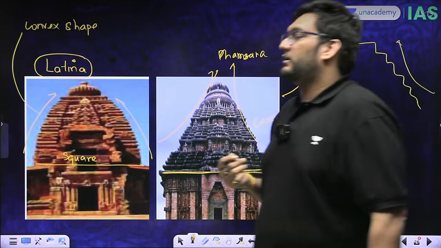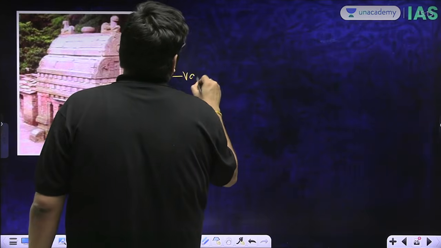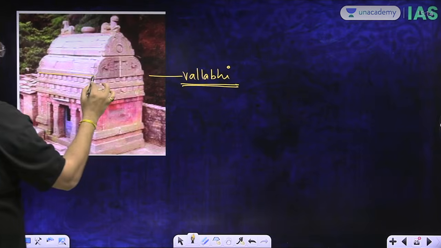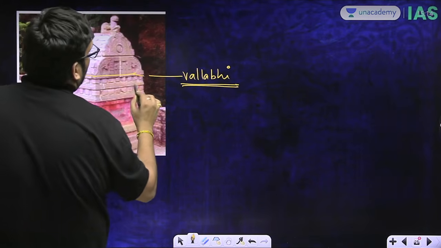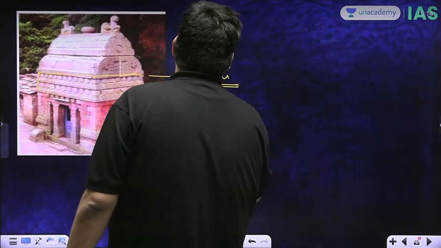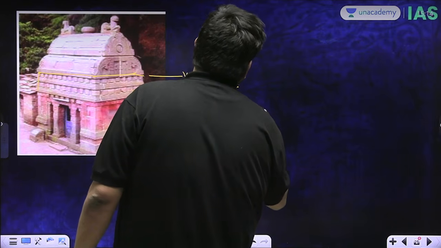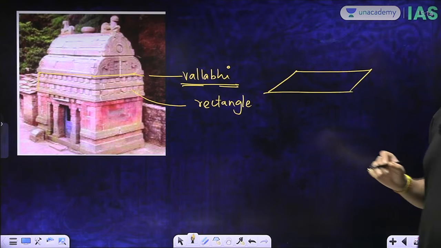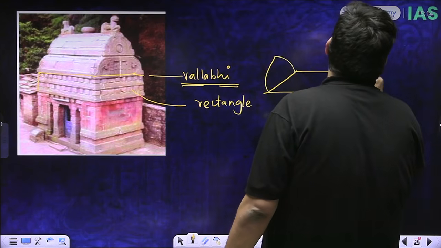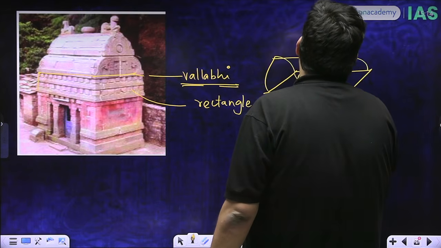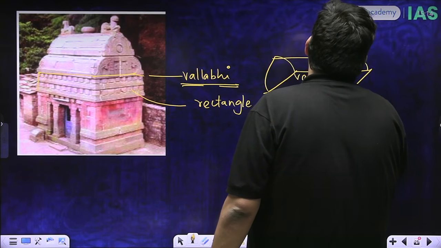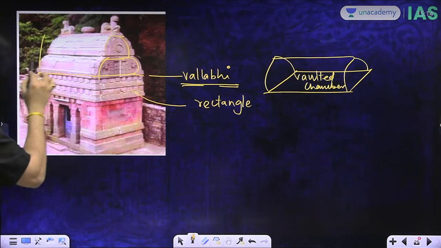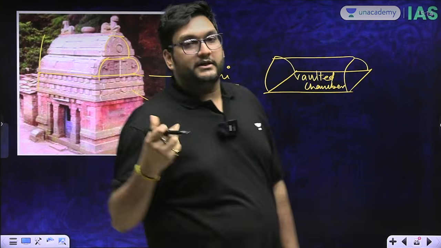And the third form is called as the Valabhi. Valabhi is basically when the base of the Shikhar is a square, rather a rectangle, sorry. When it is a rectangle, meaning when you get a certain rectangular base, then you get what is called as vaulted chambers. And these vaulted chambers, as you can see here, basically make the Shikhar very short but very broad in that regard.